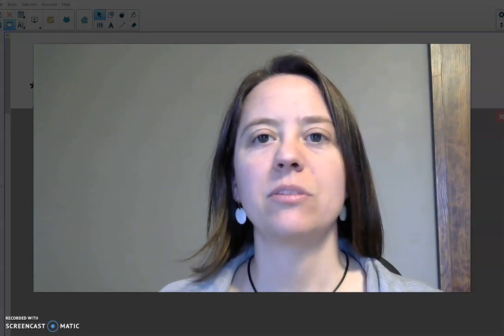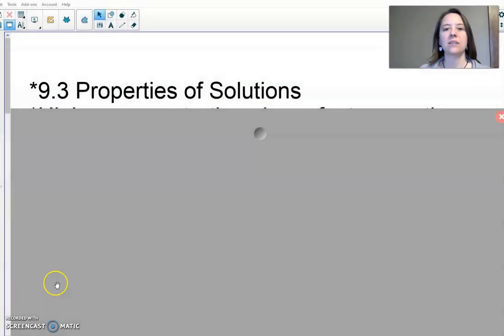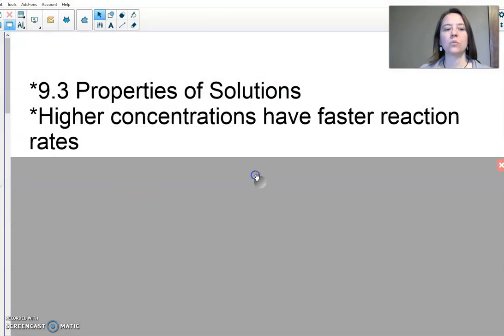Haugo. This is Chemistry, Chapter 9, and we are on 9.3, the properties of solutions. So one property of solutions is that higher concentrations have faster reaction rates. So if you're doing a chemical reaction and you have more of the chemical in an aqueous solution, then the chemicals are going to bump into each other more often, and then that reaction rate is going to be faster. So let's say a 2 molar solution, the chemical reaction will happen faster than if you have a 1 molar solution.